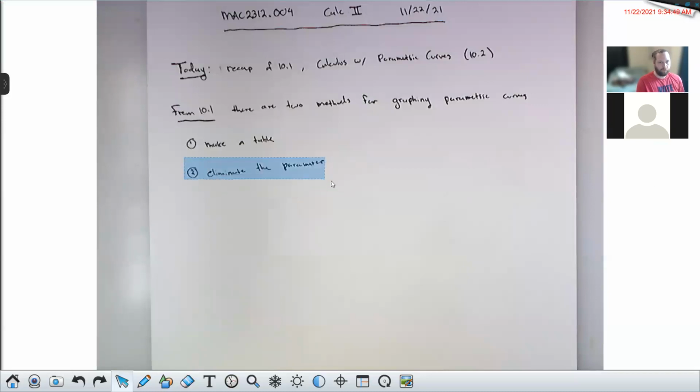The other option, if you eliminate the parameter, this is where you solve one of the equations for t and then plug that into the other equation. Or maybe use some trig identities, use some algebra trick to get rid of the t's and just have a regular xy equation. And then hopefully that xy equation is one that you know, and you can say that your graph will be a portion of that.